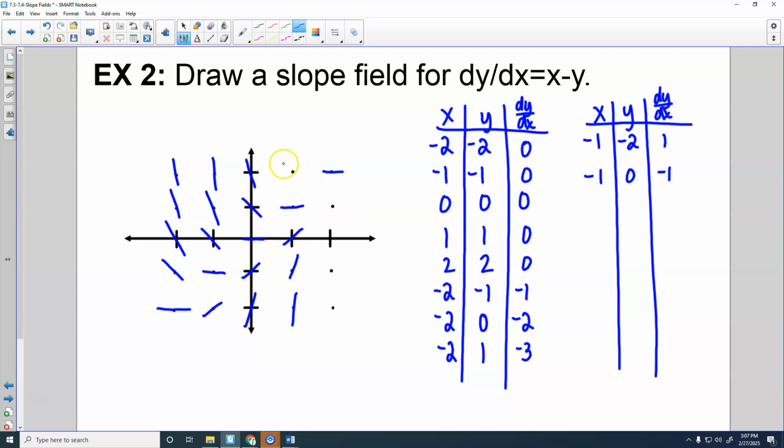This will be -1. This will be 1, 2, 3, 4. And if you're getting like really confused, you can make the chart for the whole thing. If it's a slope field this big, though, it just starts to take a pretty long time.